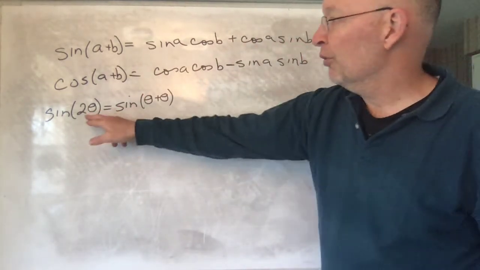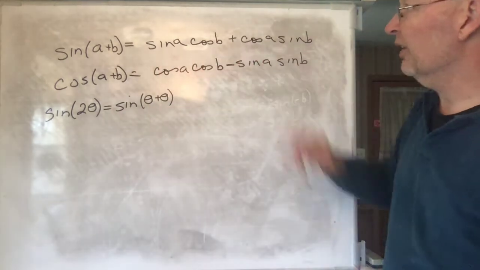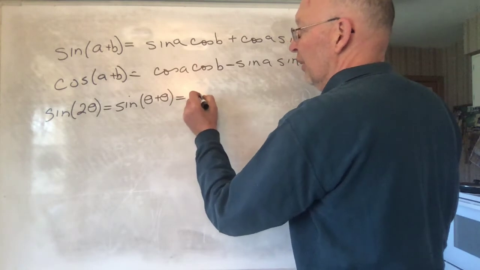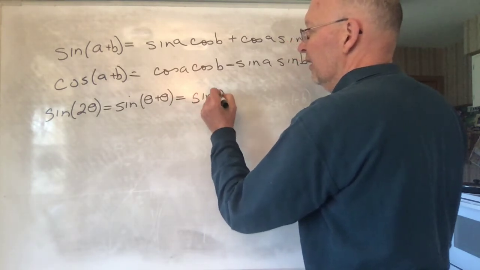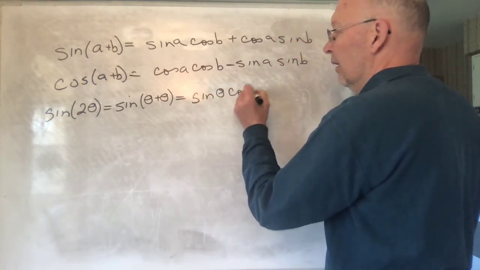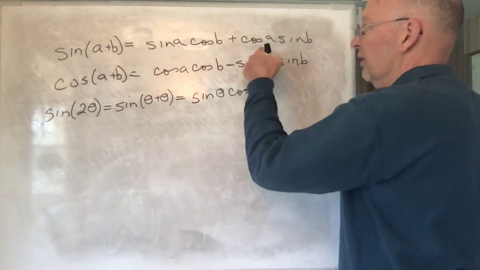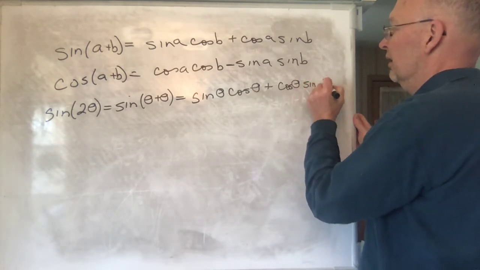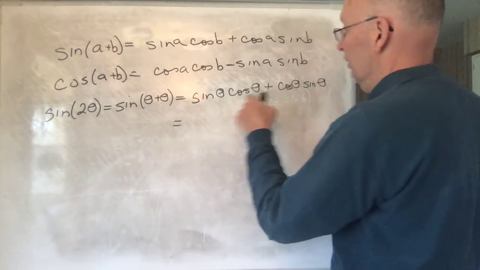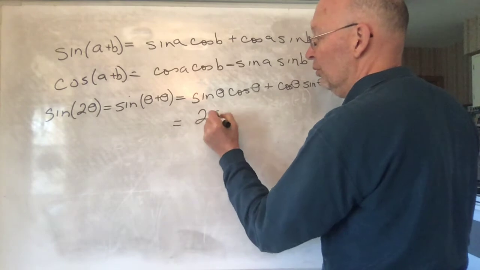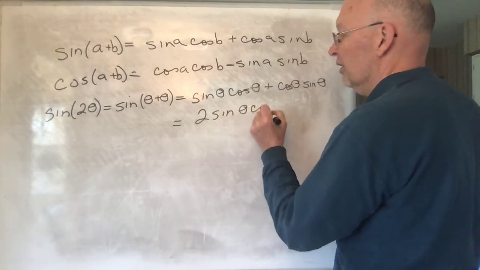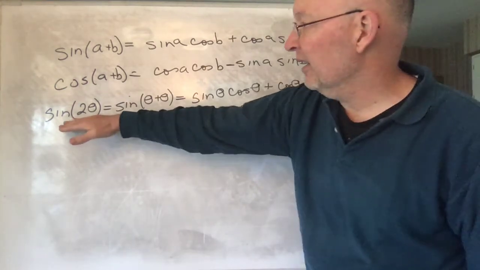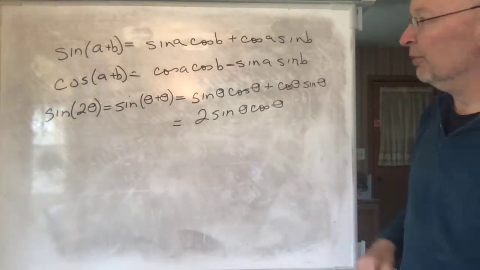And now that I've written 2 theta as theta plus theta, I can use this, and I can just put in theta for both A and B. And so I get sine of theta, cosine of theta, plus cosine theta, sine theta. So this is equal to, those two are exactly the same, 2 sine of theta, cosine theta. So there's an identity that comes in handy at various places in calculus.